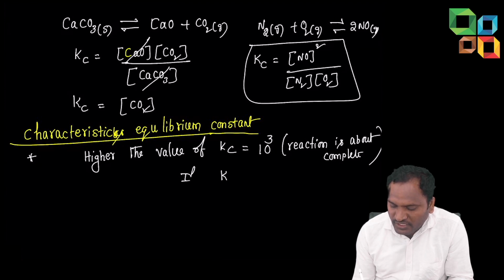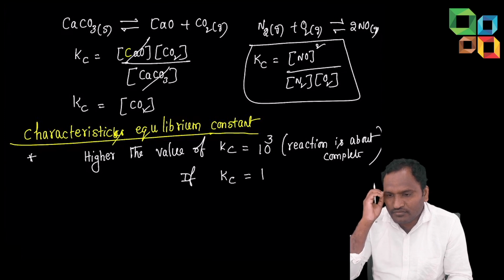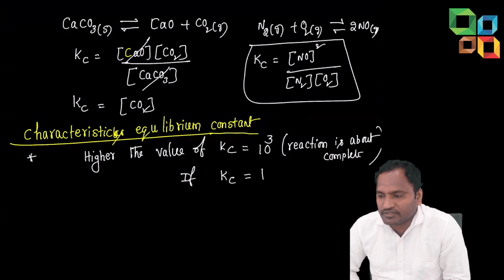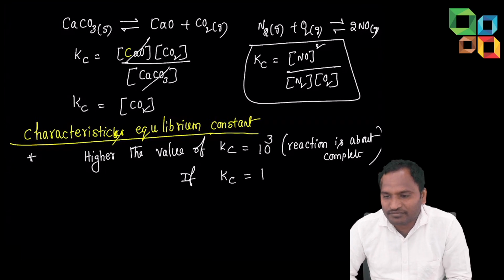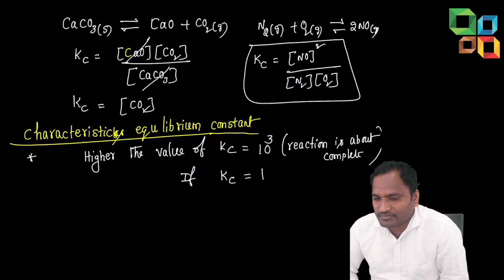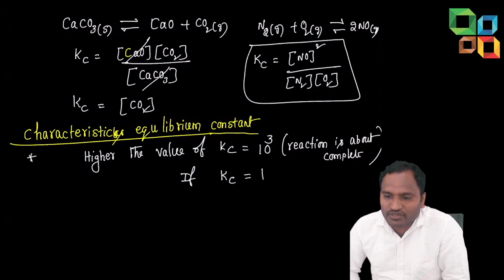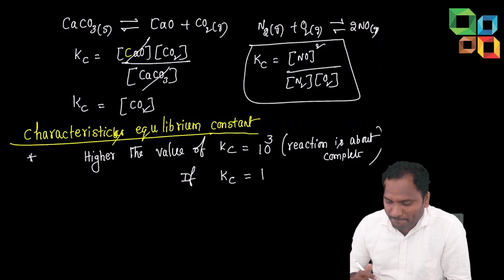If the Kc value is exactly 1, tell me, students. The concentrations of the products and the reactants will be the same, equal. Same means the rates of the forward and backward reactions are equal. So this reaction is not going to end.